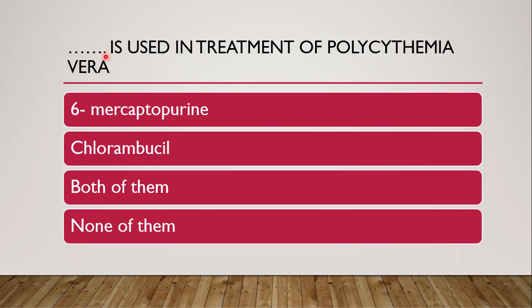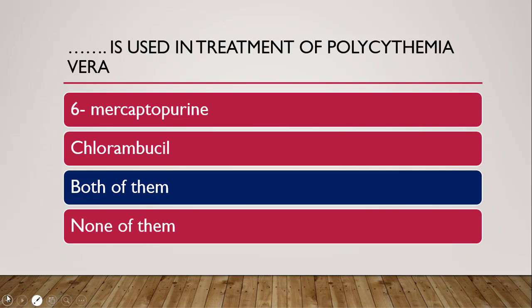Next question is, which is used in treatment of polycythemia vera? Whether it is 6-mercaptopurine, chlorambucil, both of them, or none of them. The correct answer is it is both of them. Polycythemia vera is a condition which is nothing but blood cancer, wherein bone marrow will make too many RBCs and it will thicken the blood, and this thickened blood will give rise to many problems and serious conditions. So in treatment of this condition, 6-mercaptopurine and chlorambucil both are used for polycythemia vera.